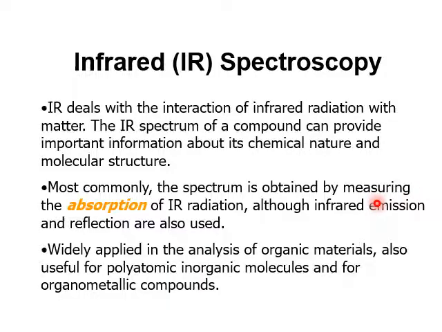About IR spectroscopy: IR deals with the interaction of infrared radiation with matter. The IR spectrum of a compound can provide important information about its chemical nature and molecular structure. Usually the spectrum is obtained by measuring the absorption of IR radiation, although infrared emission and reflection are also used. IR spectroscopy is widely applied in the analysis of organic materials, and is also useful for polyatomic inorganic molecules and for organometallic compounds.